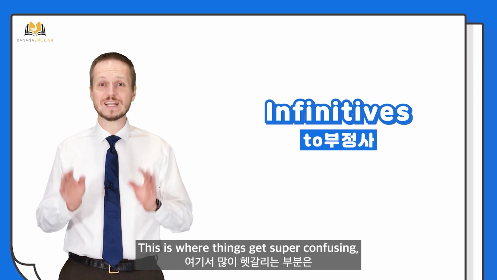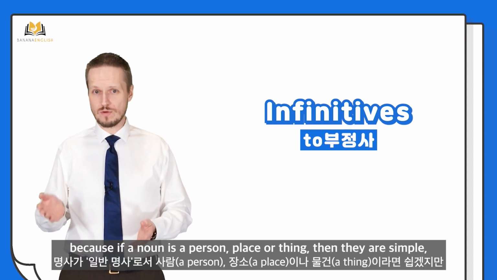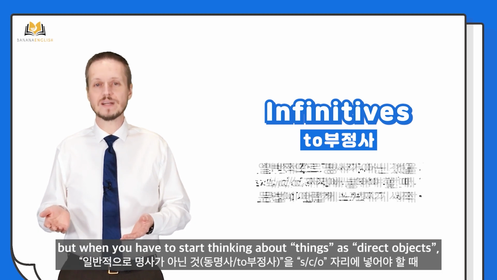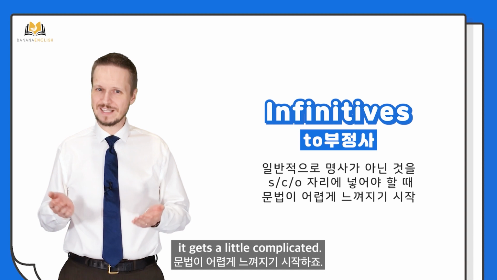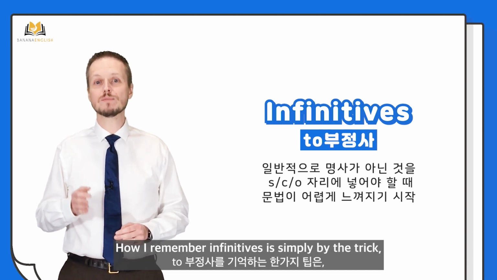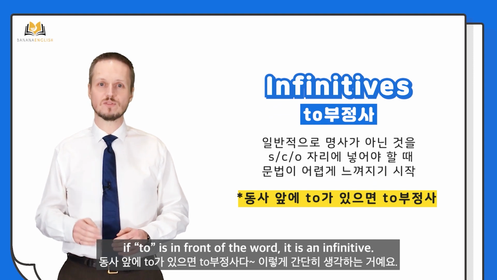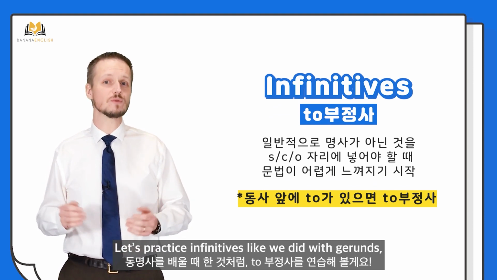This is where things get super confusing, because if a noun is a person, place, or thing, then they are simple. But when you have to start thinking about things as direct objects, it gets a little complicated. How I remember infinitives is simply by the trick if to is in front of the word, it's an infinitive. Let's practice infinitives like we did with gerunds.